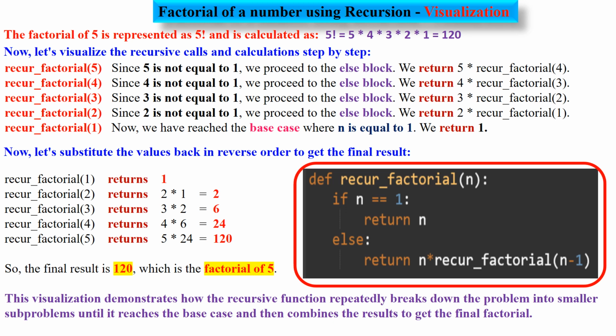Recur_factorial of 1 returns 1. Recur_factorial of 2 returns 2 times 1, which is equal to 2. Recur_factorial of 3 returns 3 times 2, which is equal to 6. Recur_factorial of 4 returns 4 times 6, which is equal to 24. Recur_factorial of 5 returns 5 times 24, which is equal to 120. So, the final result is 120, which is the factorial of 5.